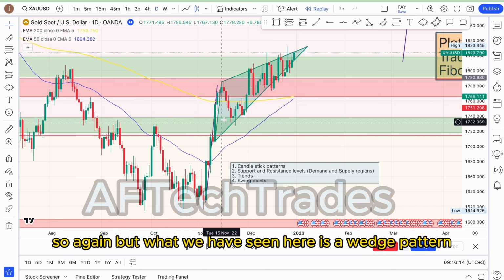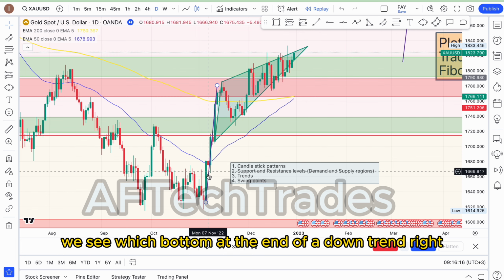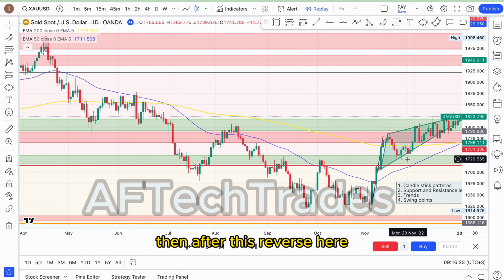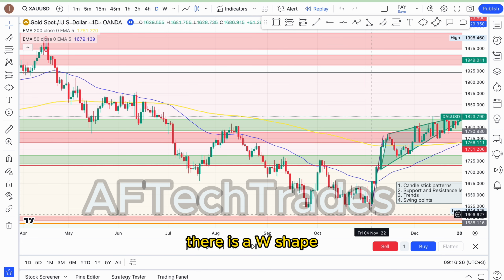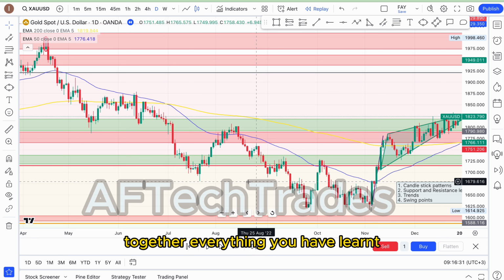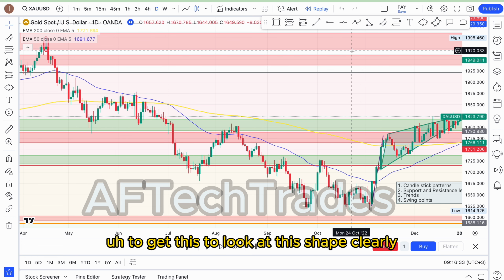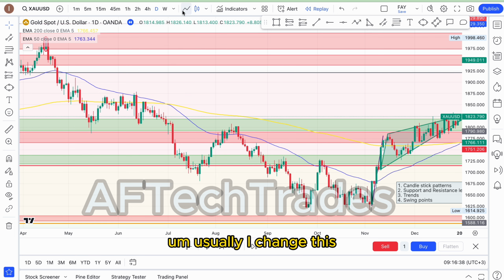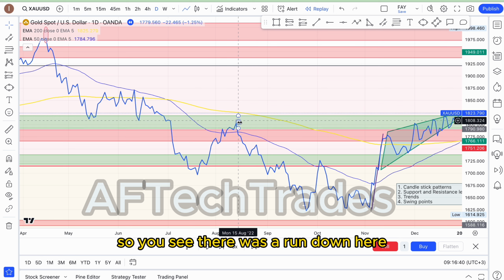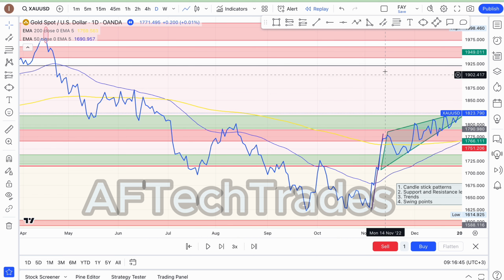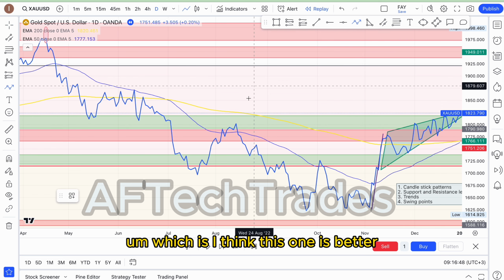So again, what we have seen here is a wedge pattern. We see wedge pattern at the end of a downtrend, right? This is a downtrend. Then after this reversal here, there is a W shape. I told you that this is all about bringing together everything you have learned. To look at this shape clearly, usually I change this. So you see there was a run down here, it came here, it came back, it came up, which is, I think this one is better.